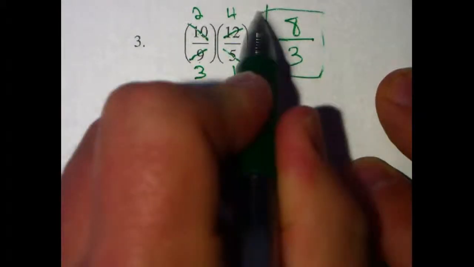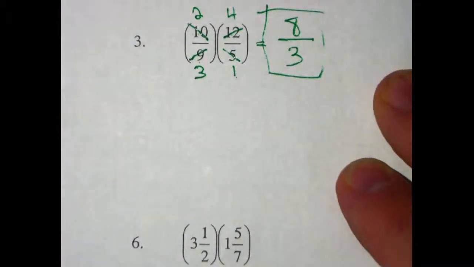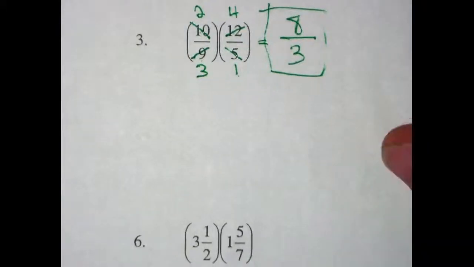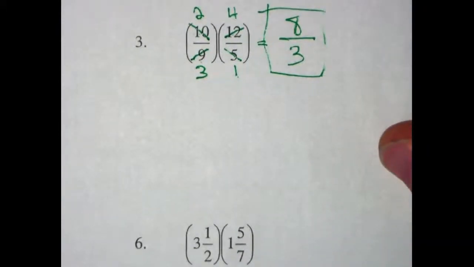And we can leave it as an improper fraction. You don't have to change that to a mixed number as long as it's fully reduced. That's what you got to make sure of. So that one's done. What about the ones that have a whole number with it? Yeah, the mixed numbers. So let's go down to 6.